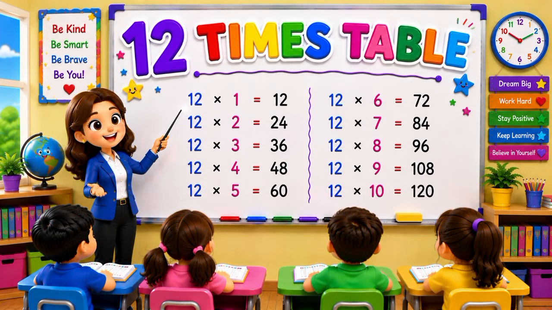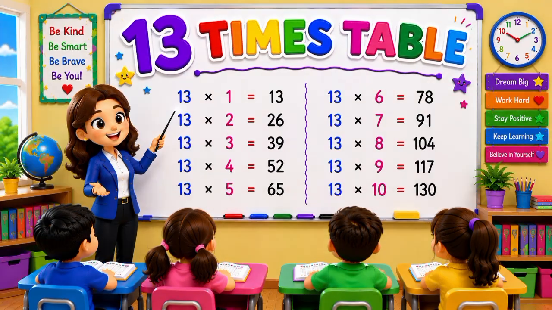12 times table. 12 ones are 12. 12 twos are 24. 12 threes are 36. 12 fours are 48. 12 fives are 60. 12 sixes are 72. 12 sevens are 84. 12 eights are 96. 12 nines are 108. 12 tens are 120.